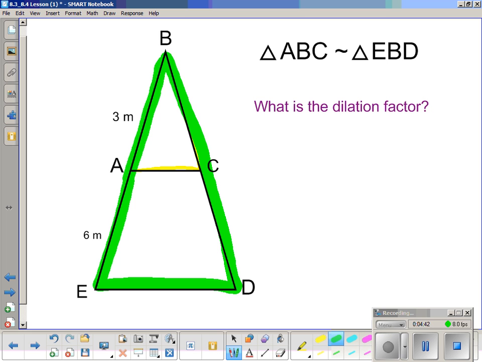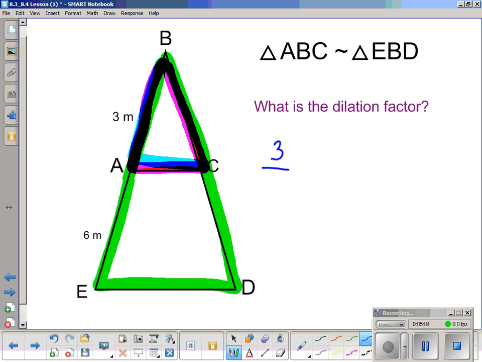So it says triangle ABC is similar to triangle EBD. So ABC is this little one that we have right here, and that big green one is EBD. So the dilation factor here, if I wanted a dilation factor that gave me the smaller one, I would do the smaller triangle on top. And be careful, it's not 3 to 6, it's actually to the whole side of that big triangle, which is going to equal 9. That would produce the small triangle.